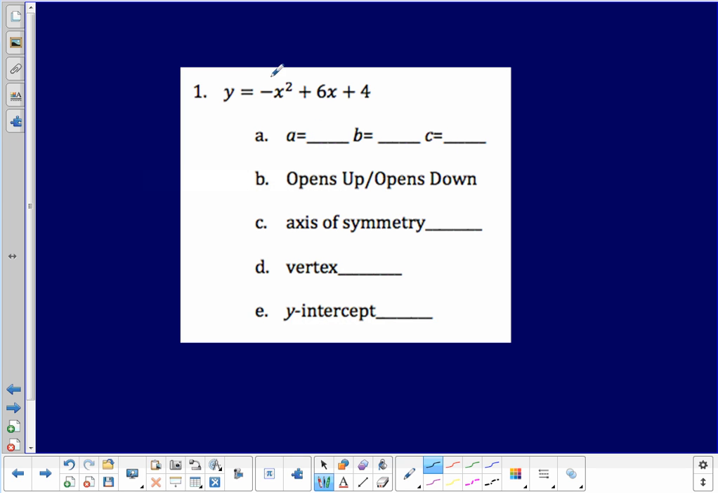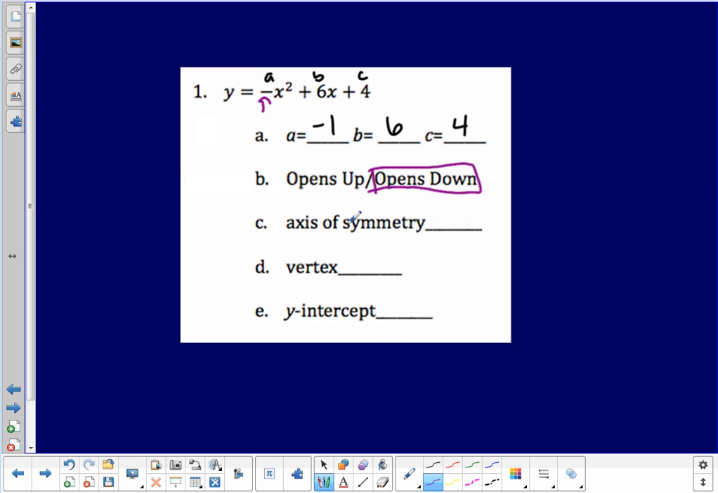The a is always with the x squared term, so in this case the a would be -1. B is always with the x term, which is 6. C is always the constant, which is 4. Then I determine, does it open up or down? Well, I know that since my a value is negative, it's going to open down.